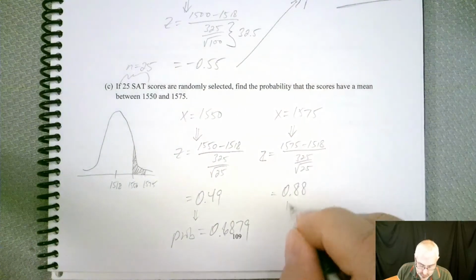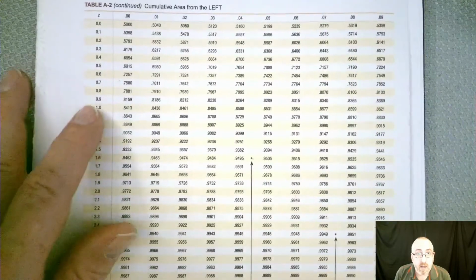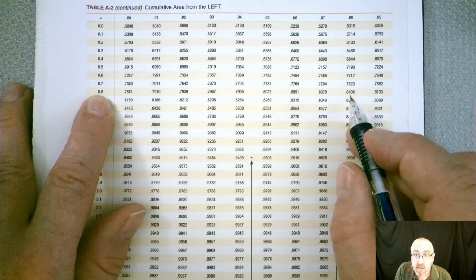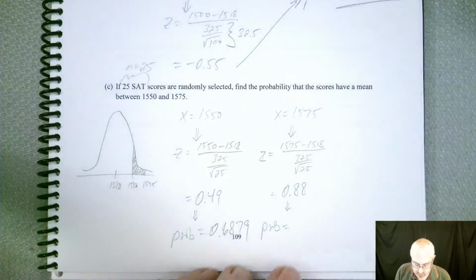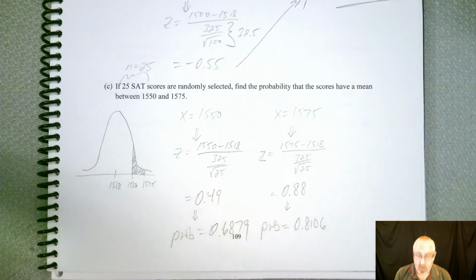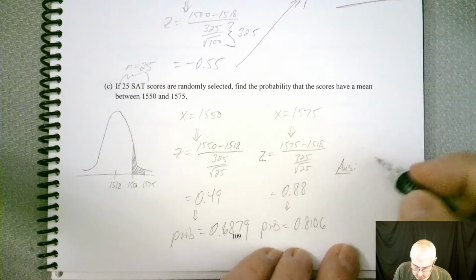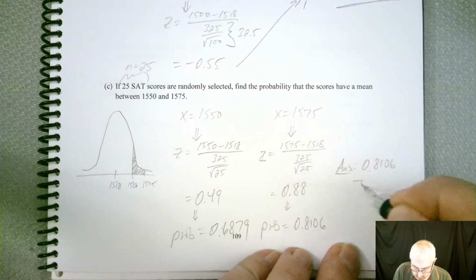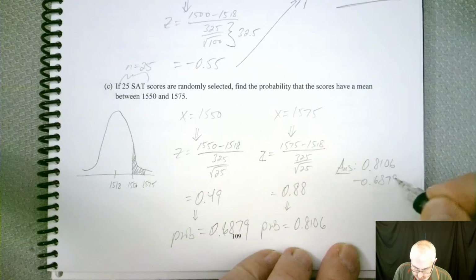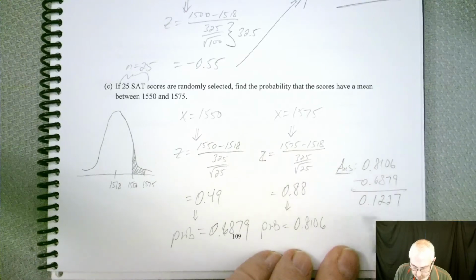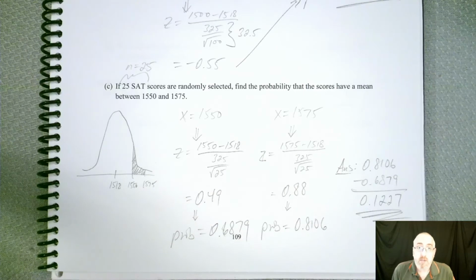All right, so now we got to go to our table and get our probability. So 0.88. So there's 0.8. There's the other 8. And so that gets us to 8106. All right, what's the last step? Yeah, we got to subtract them. So our answer is going to be 0.8106 minus 0.6879, which gets you 0.1227. So there's our answer.